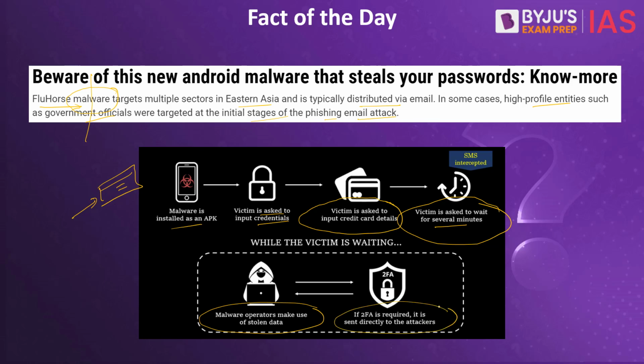That is two-factor authentication. So on one side, they give their credentials, that is their username as well as password, and at the same time, if messages come to their mobile, because they have already downloaded this particular software, the attackers would also be able to take this data and ultimately steal their finances. So this is what is happening with respect to FluHorse malware, which is planted on some of the Android phones in Eastern Asia. It is this that we have to understand with respect to this topic.